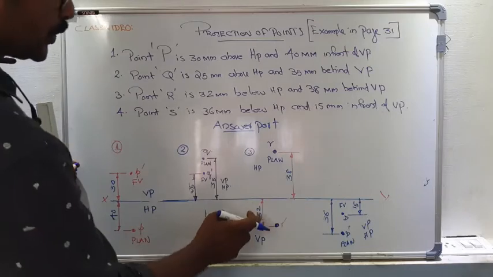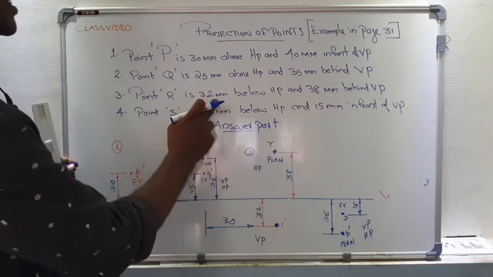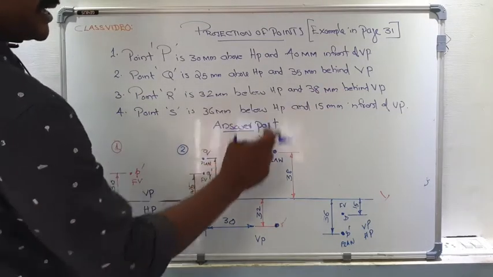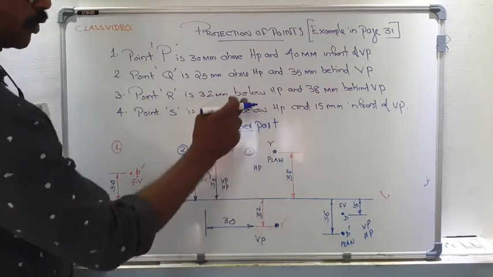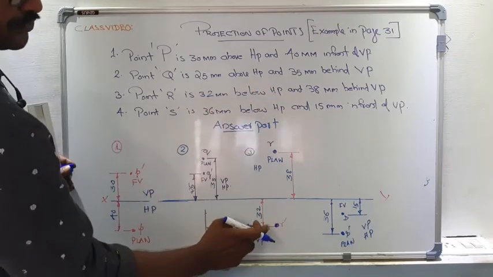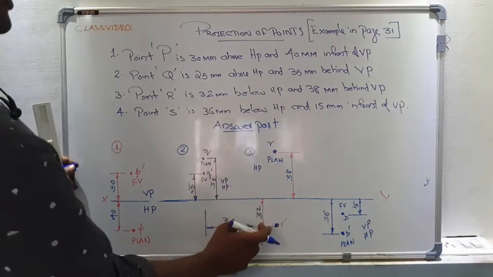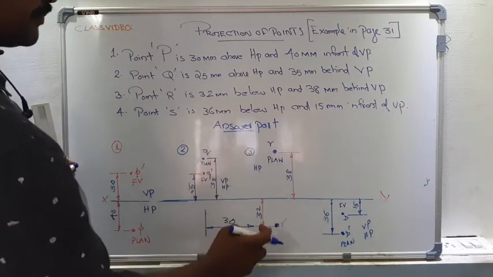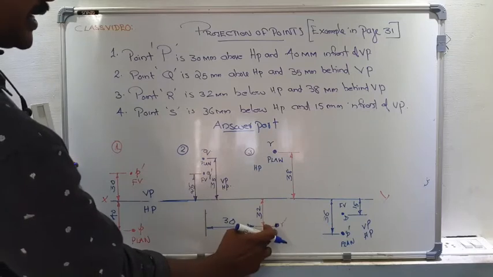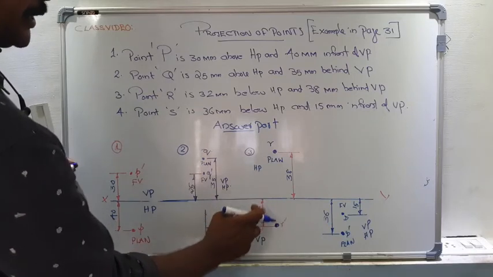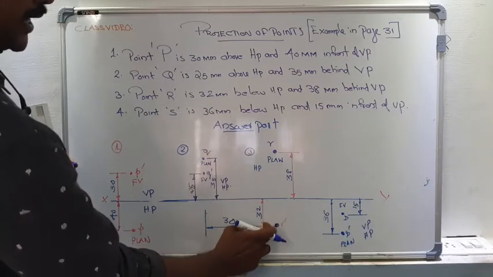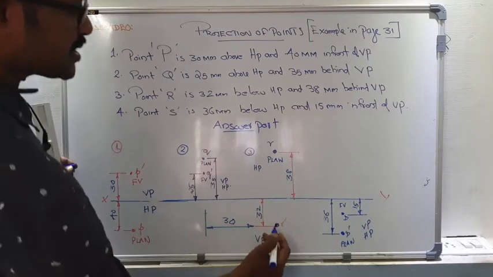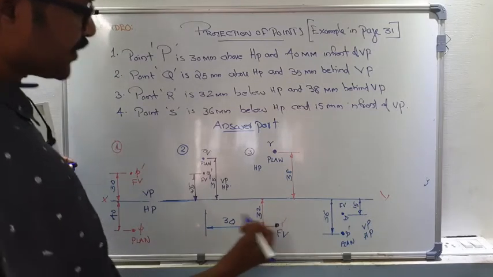Next we will move on to the third question. That means 32 mm below HP and 38 mm behind VP. From this hint we can understand that the object is situated in the third quadrant. Here this is the third answer part. First we have to put a point here, keeping 32 mm below the XY line. That point is marked with small letter R dash. This is our front view.